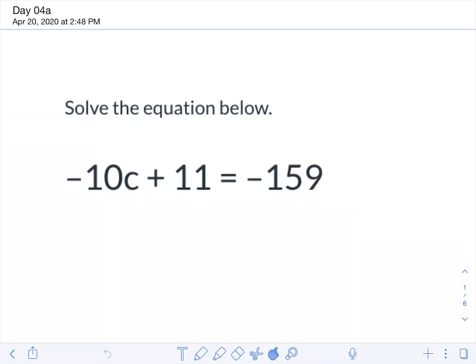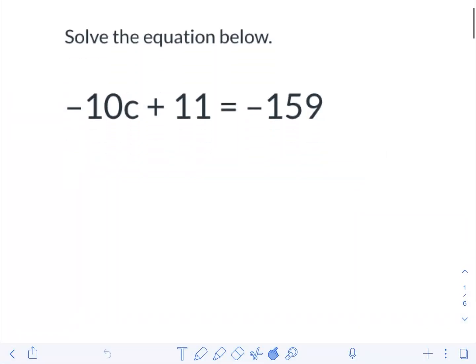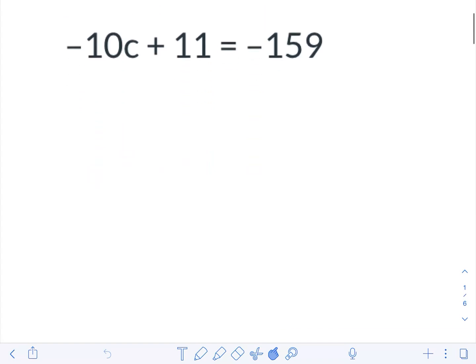Okay, so now we got a little bit of a review about solving equations. This is the kind of equation we worked on a lot first semester. Now, a couple of things. One, the letter is what we want to solve for.